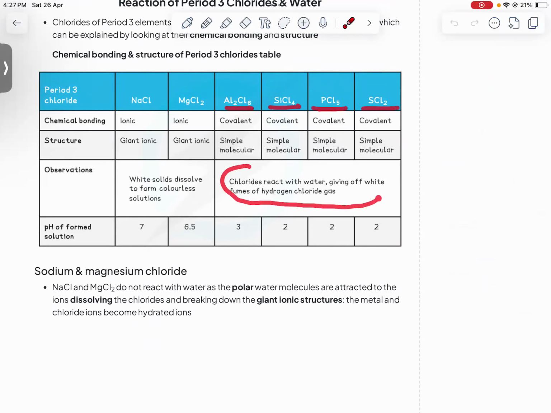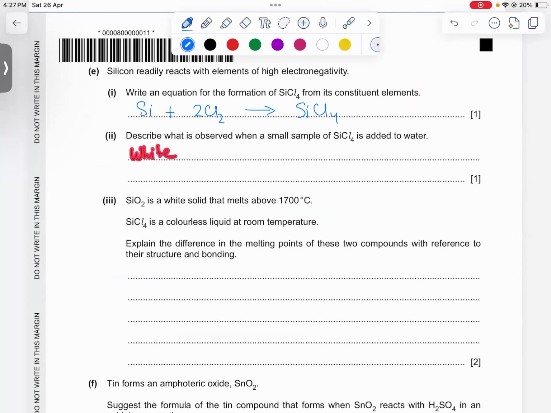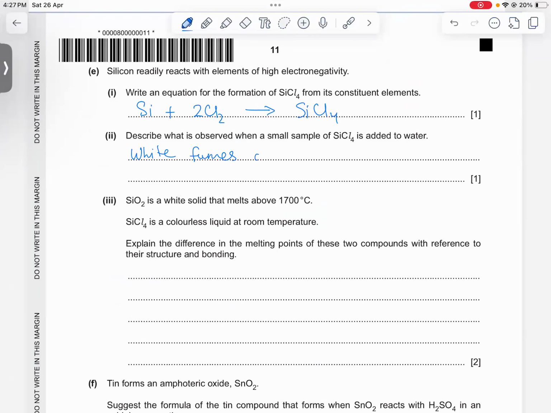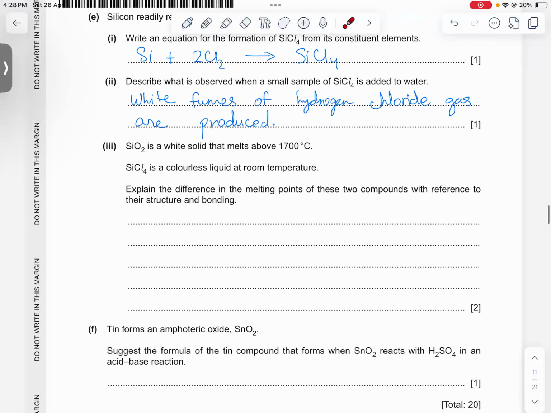The same thing is observed: white fumes of hydrogen chloride are produced. This is a fixed thing that you have to remember, that you have to say every single time. So we say white fumes of hydrogen chloride gas are produced. Next question.